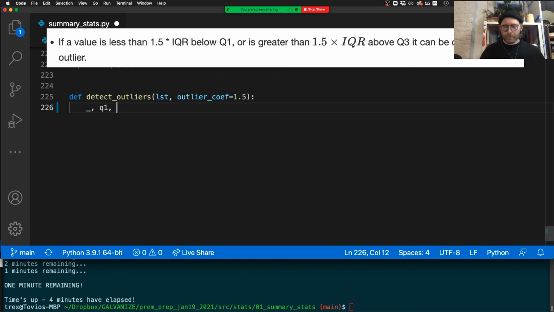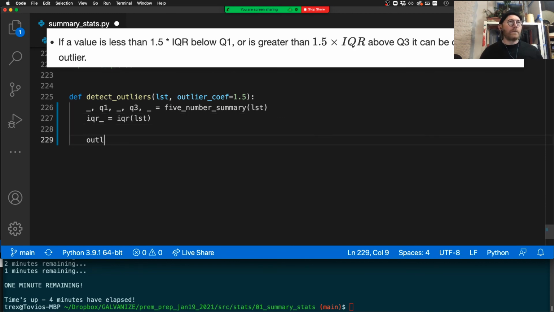Q1, we don't need the median. We need Q3, and we don't need the max. So this is just our 5-number summary of the list. So we've got that. We also need the IQR, right? Because we're multiplying whatever our coefficient is by the IQR and adding that or subtracting that from Q3 and Q1 respectively. So I can use our IQR function for that, IQR of the list.